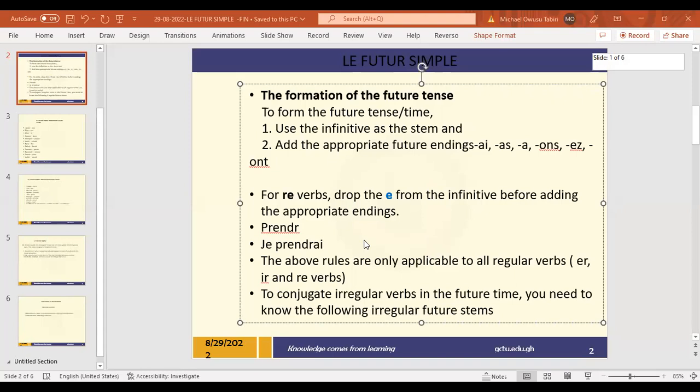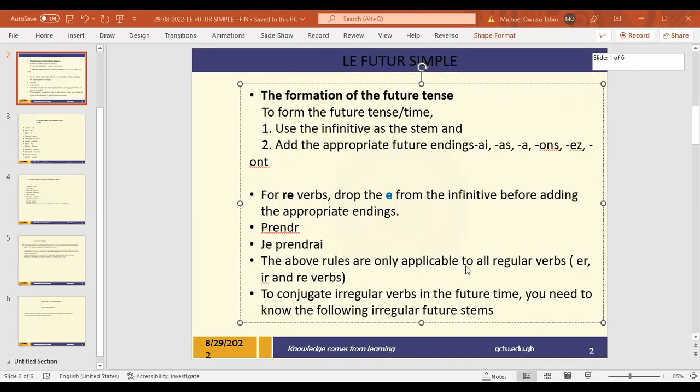We have regular verbs in the language. So all the regular verbs ending in ER, IR, RE, you follow these rules when it comes to conjugation. But when it comes to the irregular ones, you need to know the irregular future stems. If you don't know them, there is no way you can conjugate. So do well to understand. I'm trying to explain this to you in English so that you can get it very well.